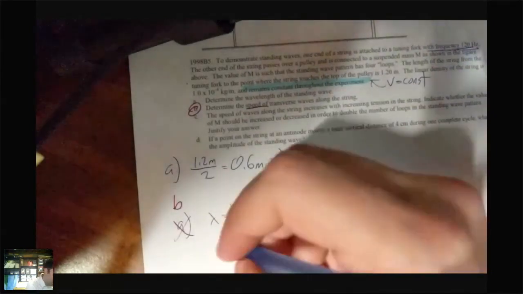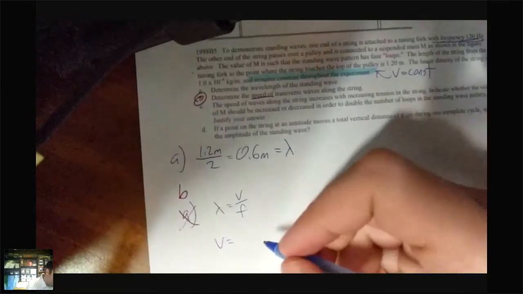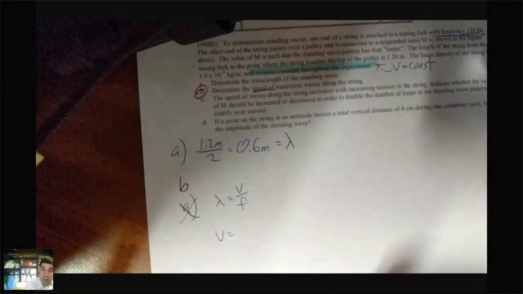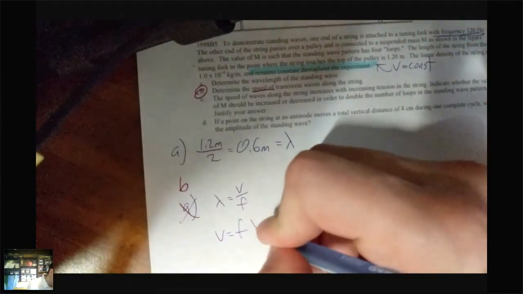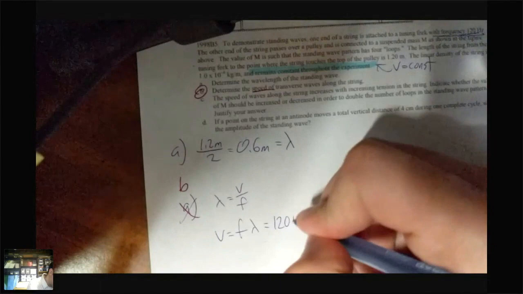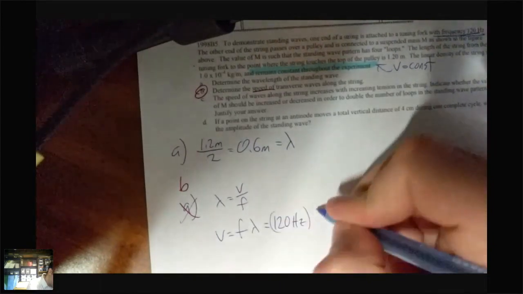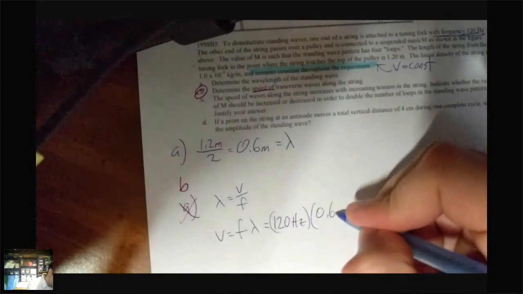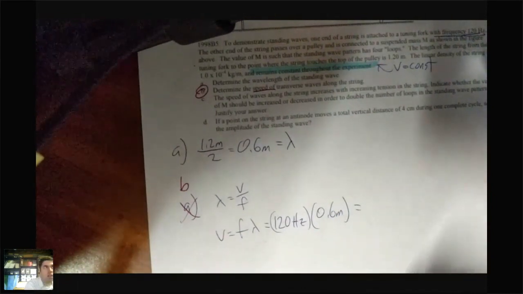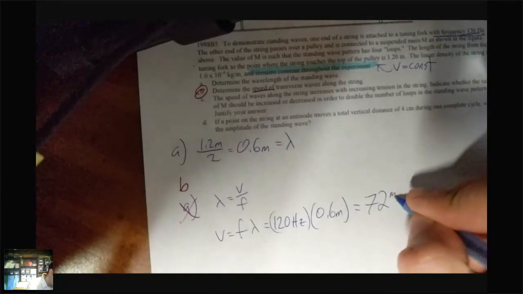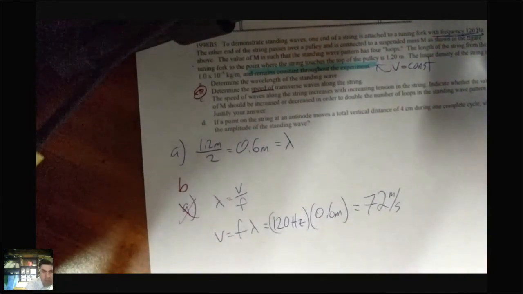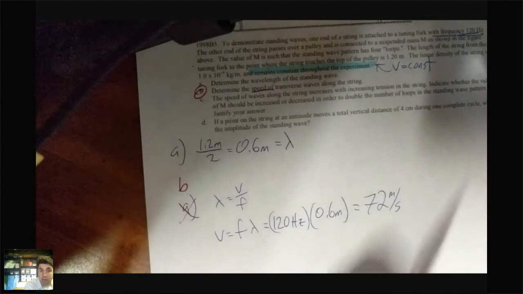All right, so let's do part B now. We're looking for V. We just found the wavelength. You know the frequency. I'm going to do a little rearranging, because I always recommend solving it algebraically before you plug in numbers. So V is F times the wavelength: 120 hertz times the wavelength we just found, 0.6 meters. 120 times 0.6, 72 meters per second. And there is our velocity for that wave.